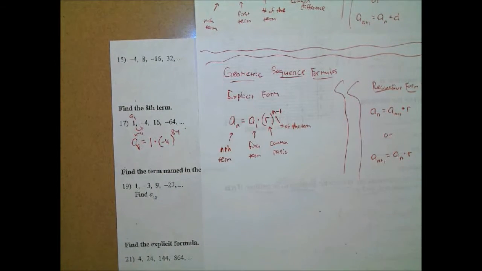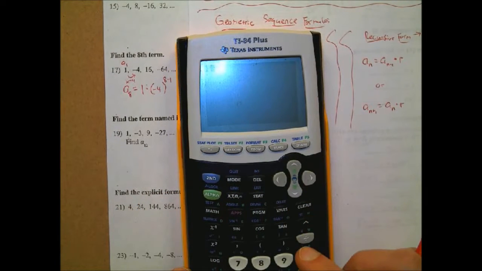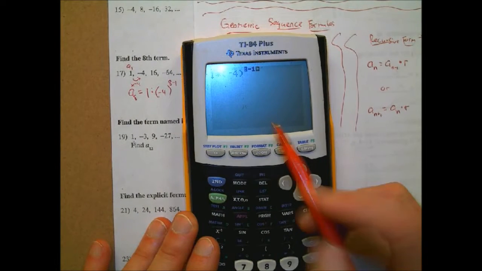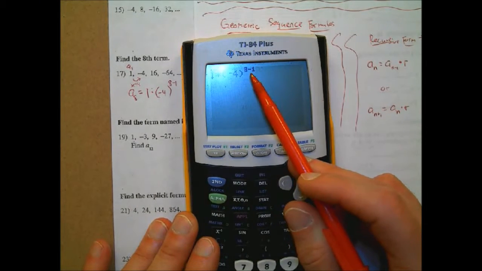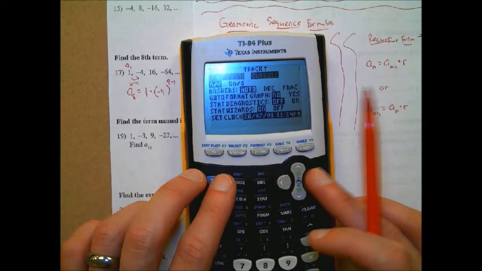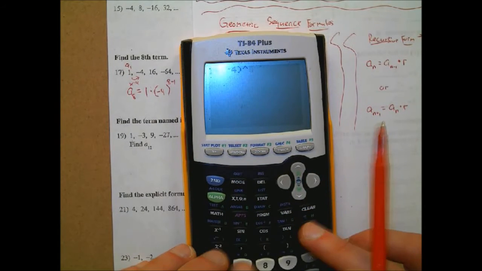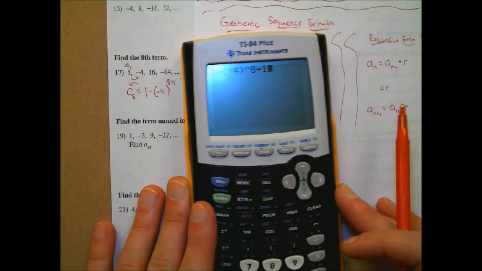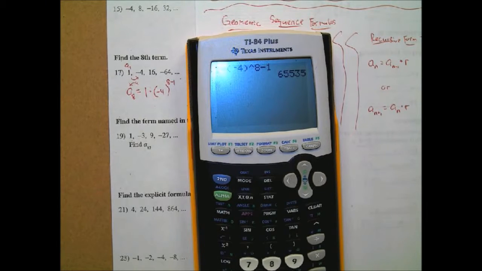And so we'll just go into our calculators here. We'll type in 1 times negative 4 to the 8 minus 1. Now be careful here. If you type in 8 minus 1 like I am, and you have a calculator like mine, then you'll get the right answer. But some of you have a different calculator, and it looks like this when you type it in. If your calculator looks like that when you type in the 8 minus 1 power, you're going to get the wrong answer. That's incorrect.